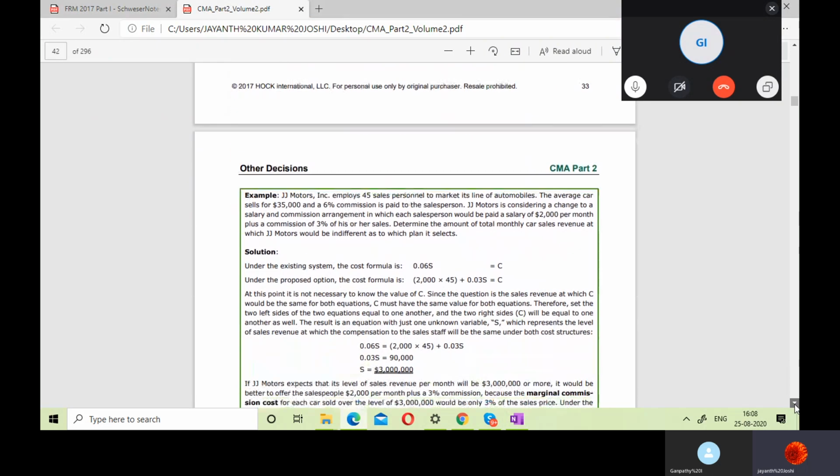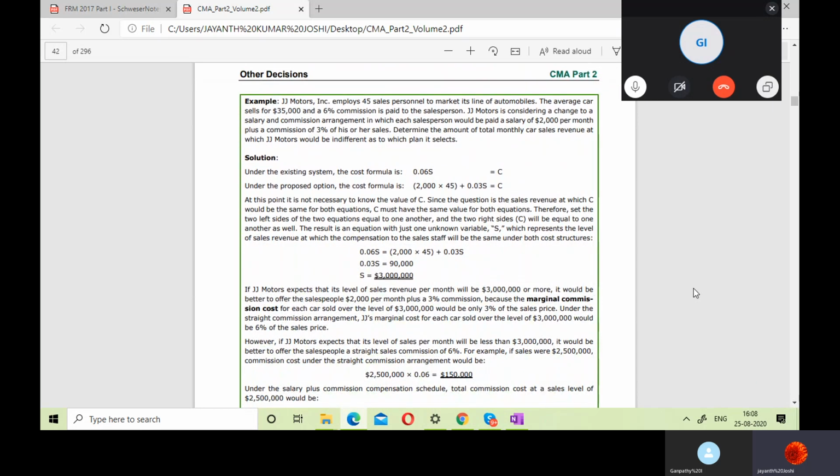Let's see choosing between two cost options. Let's see this question. JJ Motors Inc. employs 45 sales personnel to market its line of automobiles. The average car sells for $35,000, and a 6% commission is paid to the salesperson. JJ Motors is considering a change to a salary and commission arrangement in which each salesperson would be paid a salary of $2,000 per month plus a commission of 3% on his or her sales. Determine the total monthly car sales revenue at which JJ Motors would be indifferent as to which plan it selects. All the details are very clearly given.